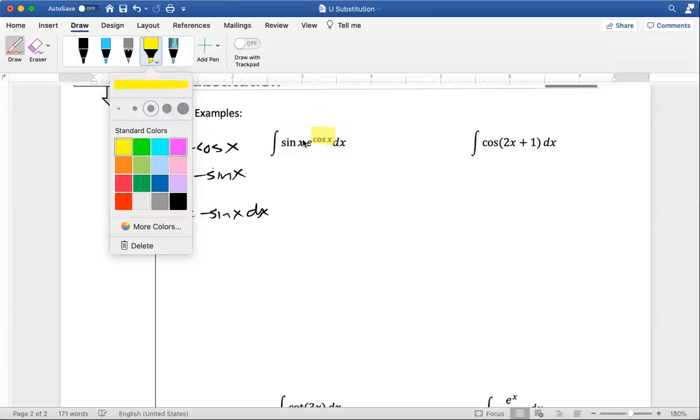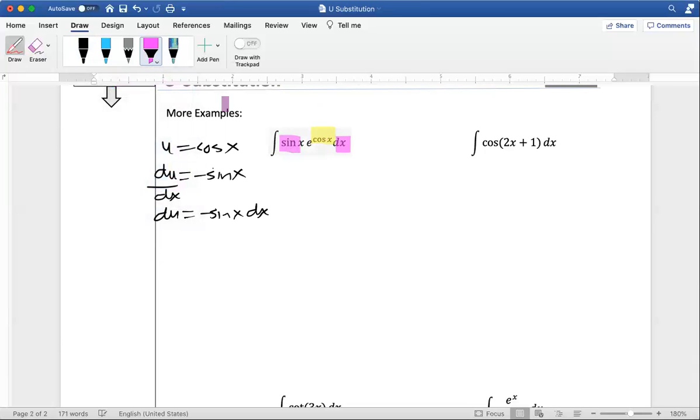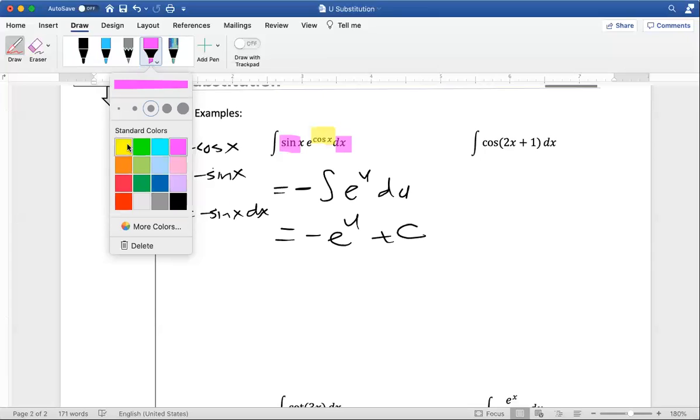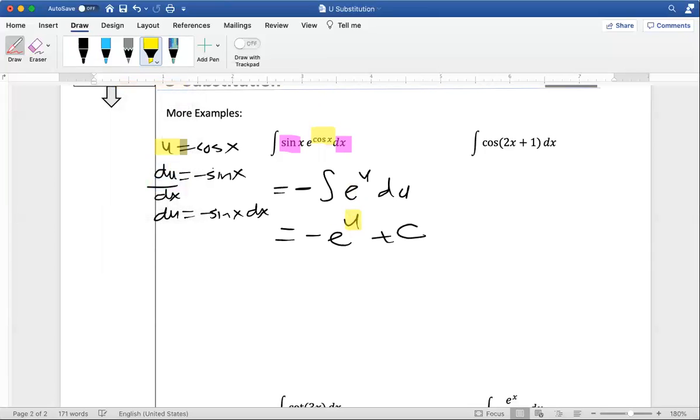Notice I have the sine and the dx. I just need a negative in there. So I'm going to stick that negative in. So negative e to the u du. Okay, antiderivative of e to the u is just e to the u plus c. Again, I started with x's, so I want to end with x's. So here for u, I'm going to make that substitution. So I have negative e to the cosine x plus c.